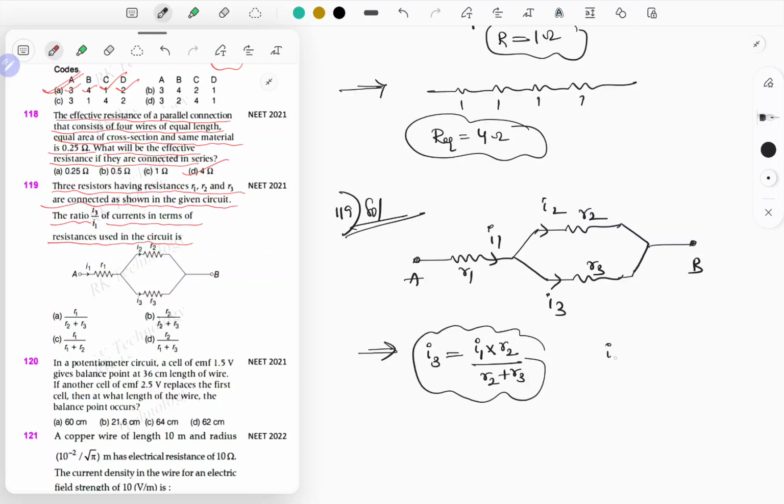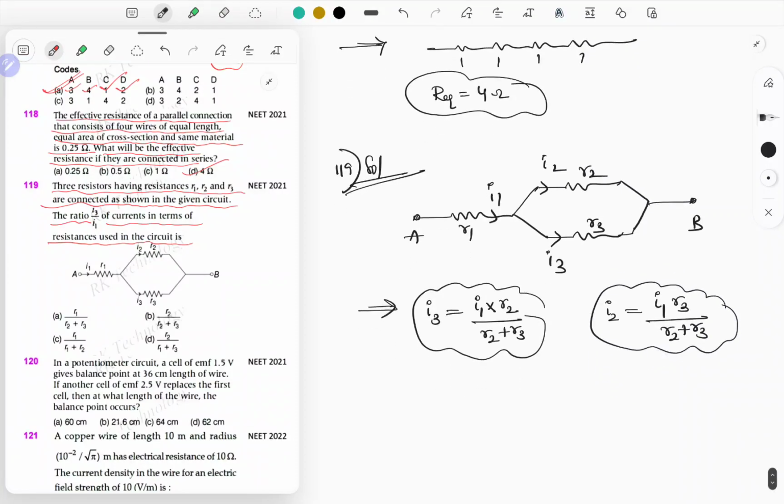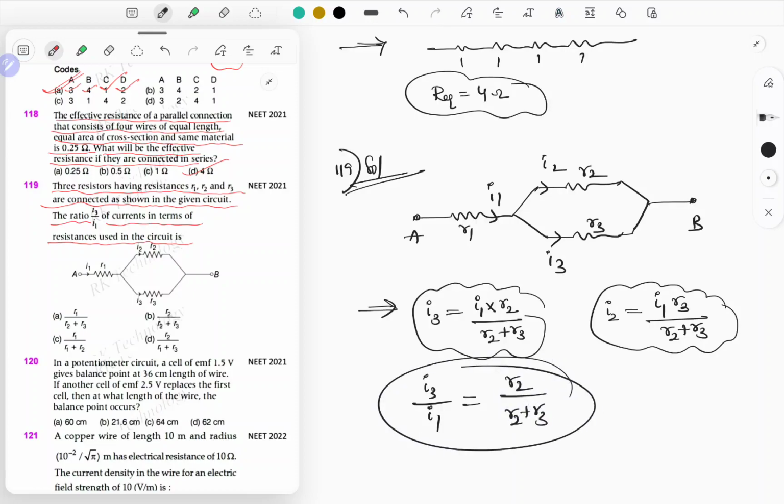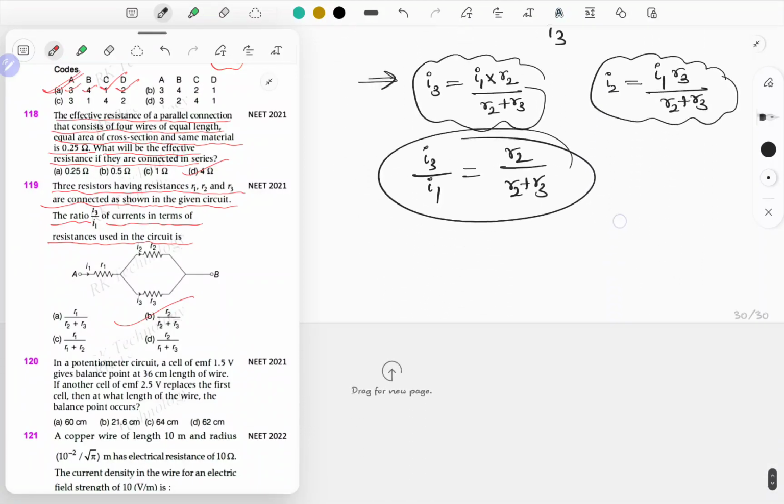So I'll give you one more point. To find the current flowing through R2, I2 is equal to the total current in the circuit times the opposite resistance, R3, divided by R2 plus R3. This is the current division principle that we have to use to answer quickly. Now they are asking the I3 to I1 ratio, right? Which is equal to R2 by R2 plus R3. Option B is the correct answer again. Understood?